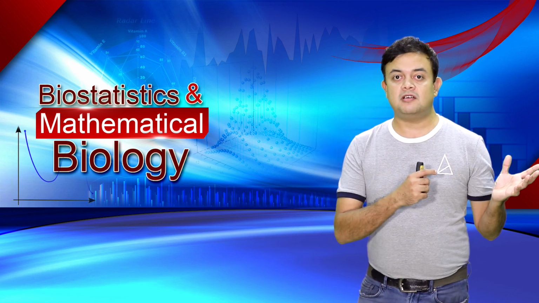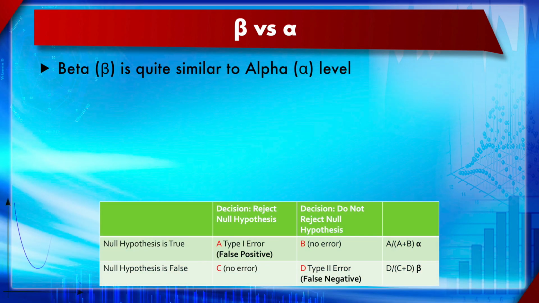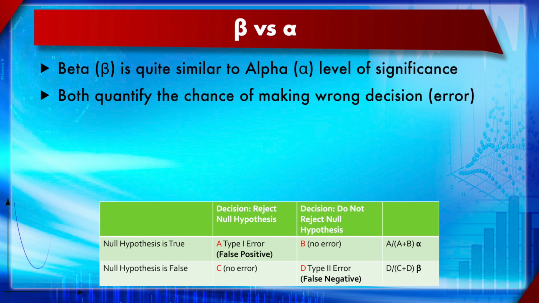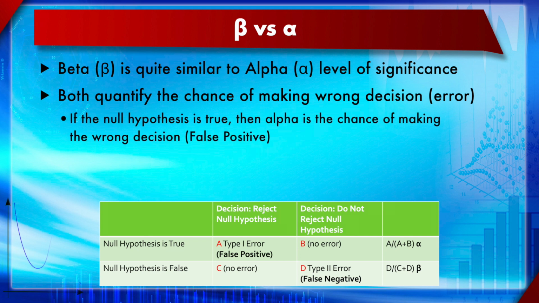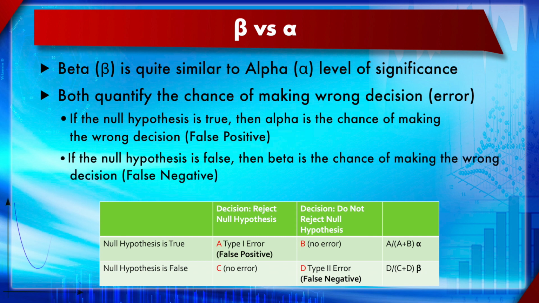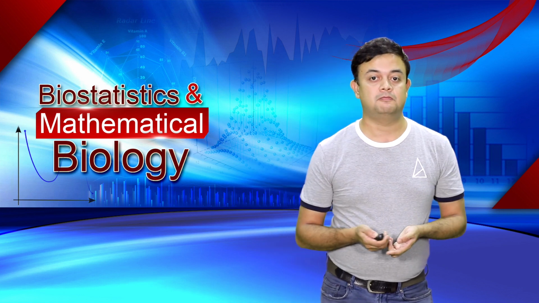You can compare beta with alpha as well. Beta is quite similar to alpha, the level of significance. Both quantify the chance of making a wrong decision, an error. If the null hypothesis is true, alpha is the chance of making a wrong decision, or false positive. So alpha has to do with the false positive, while beta has to do with the false negative. If the null hypothesis is false, then beta is the chance of making the wrong decision, that is, a false negative.